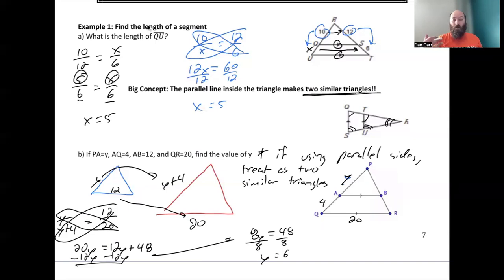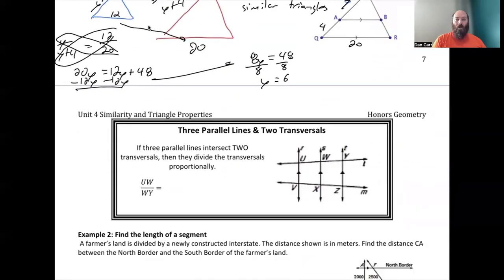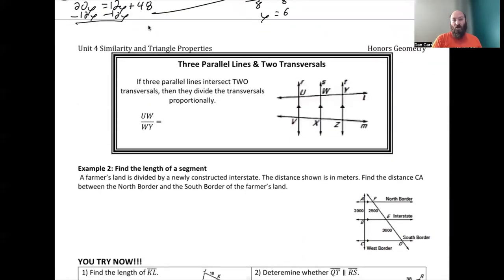Okay. So again, if you're using the parallel sides, you have to separate them as two different triangles then. Okay. Next one, 3 parallel lines and 2 transversals. If 3 parallel lines intersect 2 transversals, so that's referring to this line and that side. Those are my 2 transversals there. They divide the transversals proportionally.